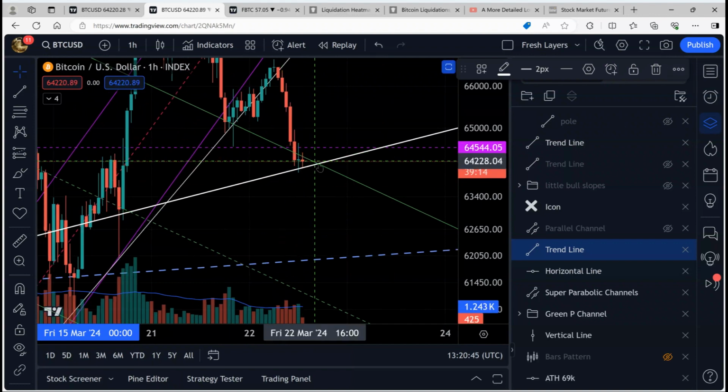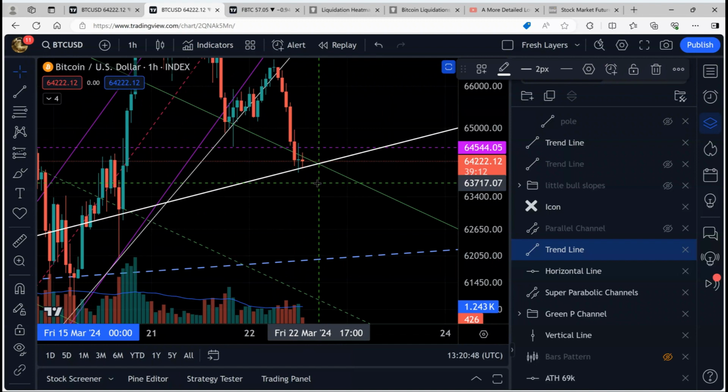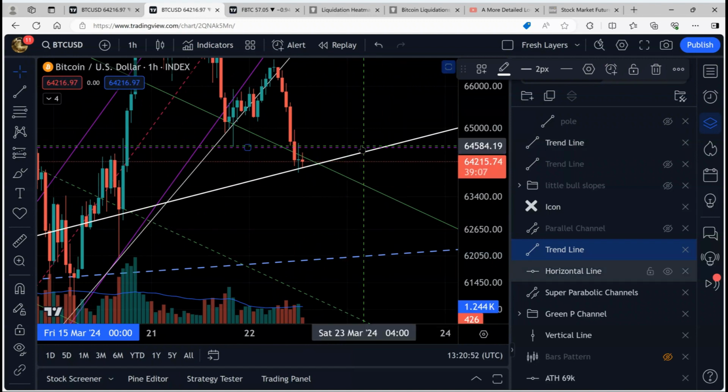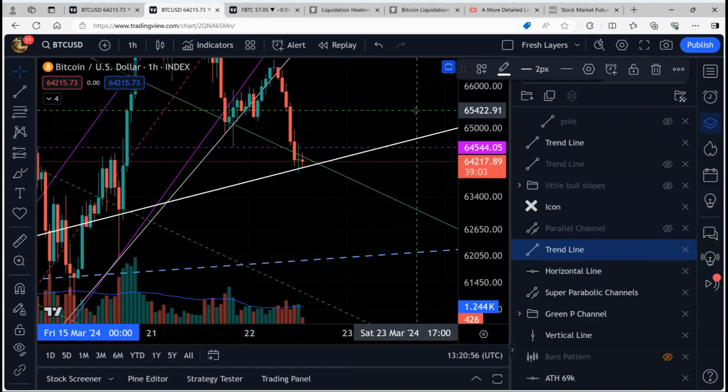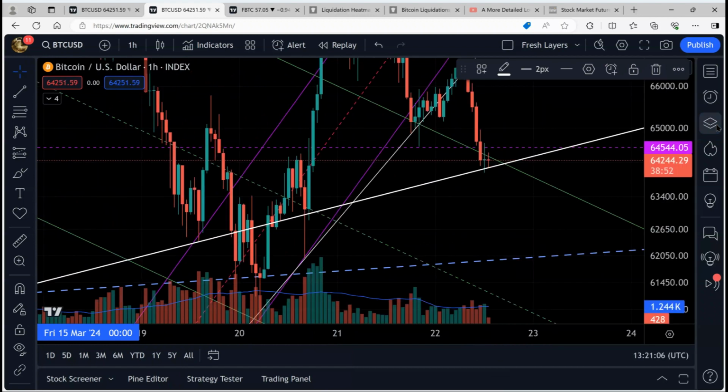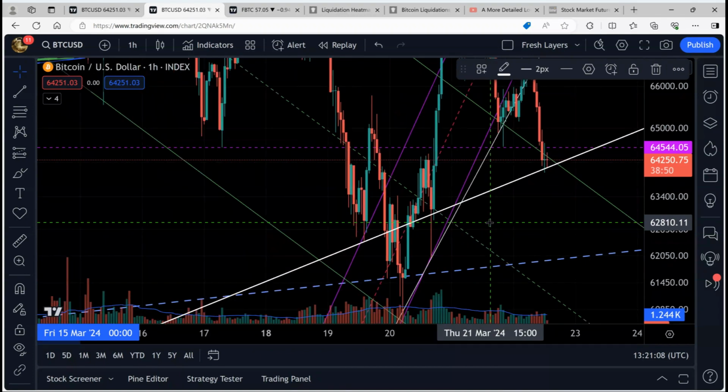Now, hopefully we hold this and the chart doesn't make a liar out of me, because I just spent a lot of time drawing a whole bunch of lines and channels and stuff that seem like a really realistic scenario. Here, let's turn those guys off just for a second and get a better view.